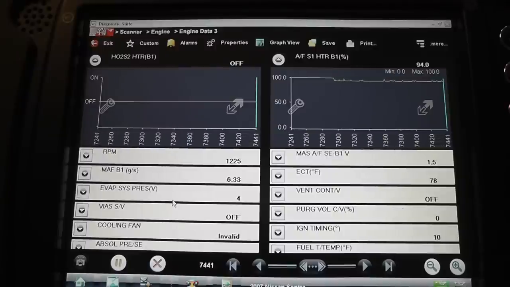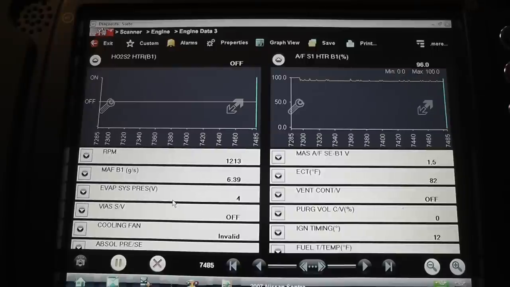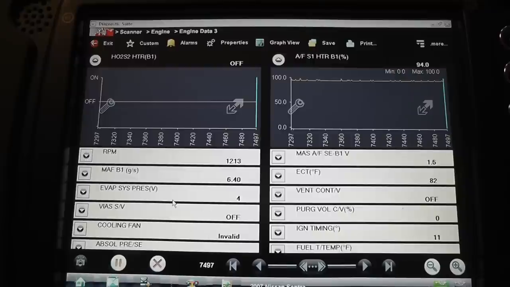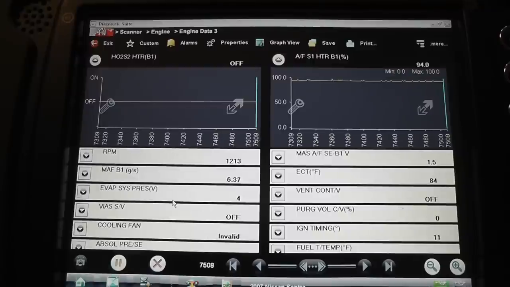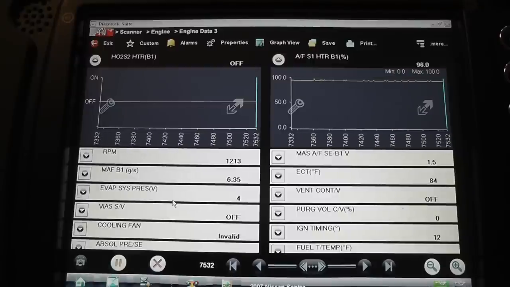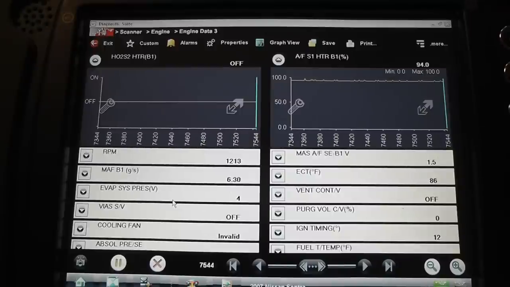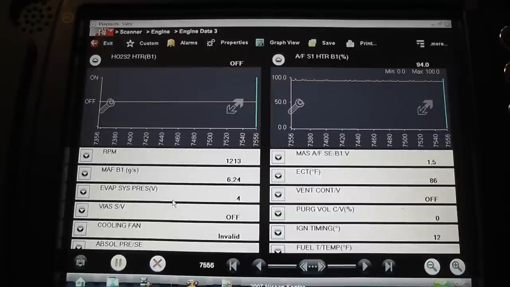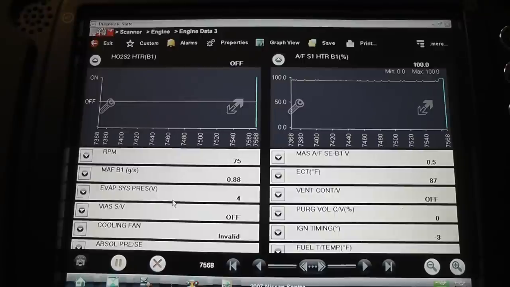So that was interesting, though, that we saw 100%. That was really what I expected to see. Just kind of watch that for a minute. I believe as this warms up, that number is going to drop. You know what I want to do now? Shut this off. Turn the key back on. Hopefully it'll let you without losing this data.